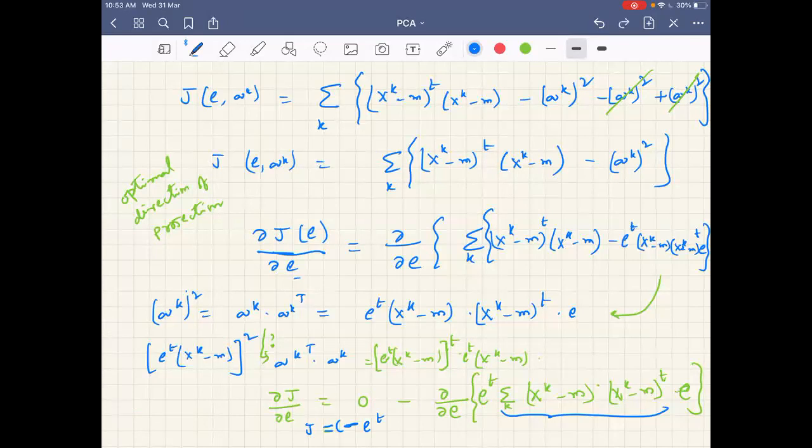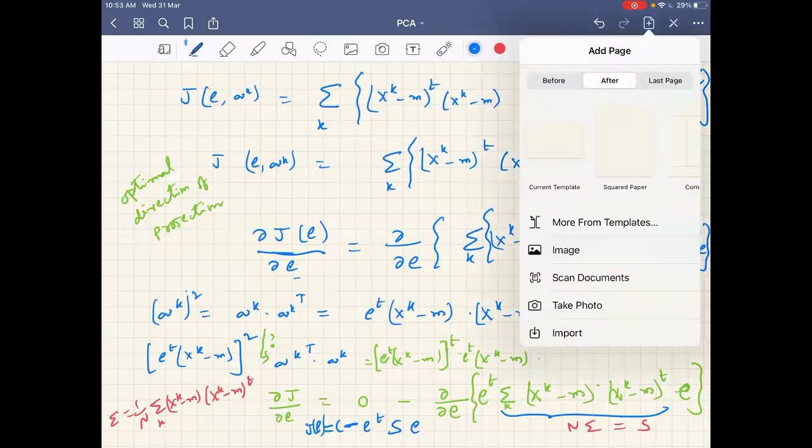See, what is the covariance matrix expression? Sigma is equal to 1 by n times the summation over K equal to 1 to n of xk minus m into xk minus m transpose. This is the covariance matrix. So what we have here is n times the covariance matrix, which can be referred to as the scatter matrix. So I am writing here S times E. So the cost function finally simplified to constant minus E transpose S times E.